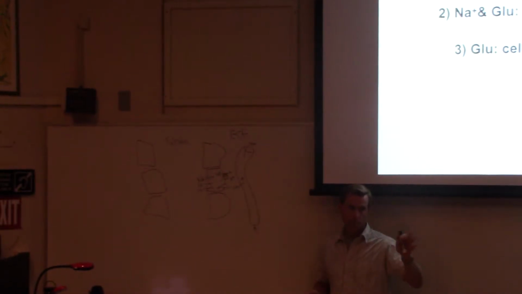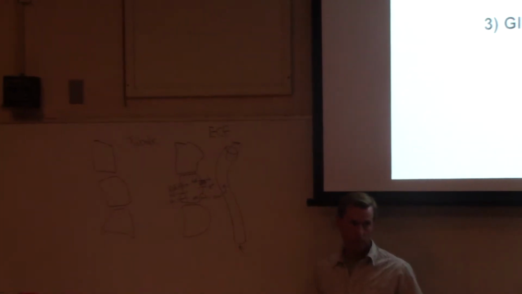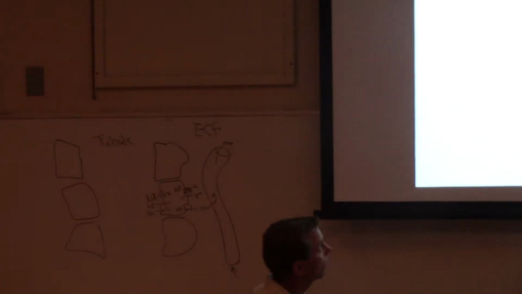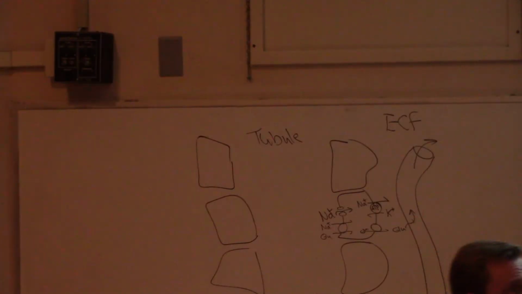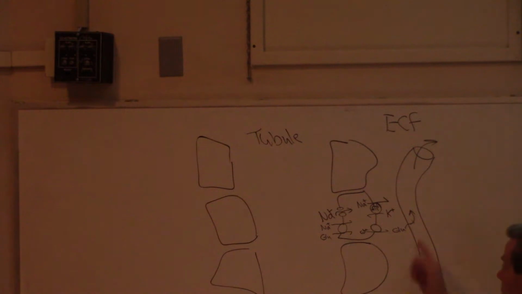Questions about that? Yeah. How does the glucose go from the cell to the fluid after? Number 3 there? Yeah. So there's a carrier protein in the cell membrane that allows it just to go down its gradient there.